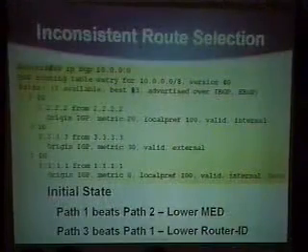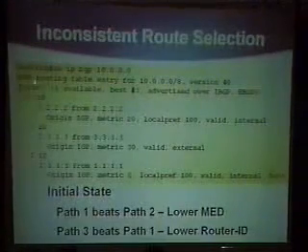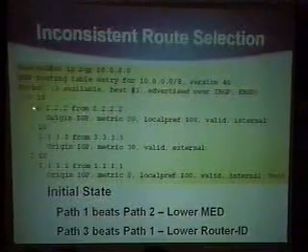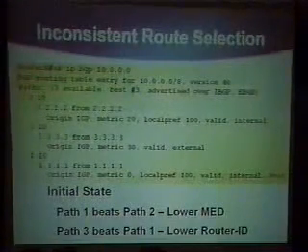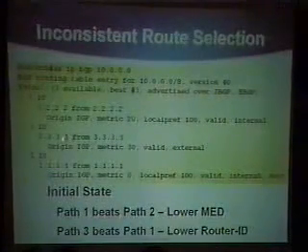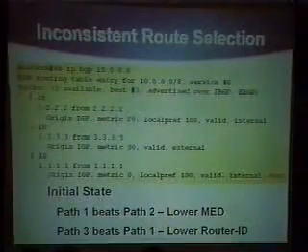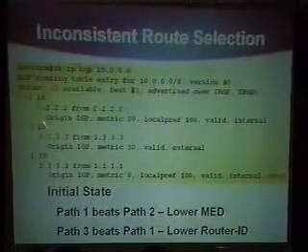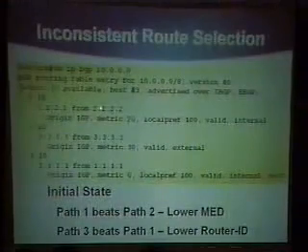Now, if we look in router A, show IP BGP for network 10, we see 3 paths. This is our initial state that we're going to start with. Path 1 will beat path 2 because this one has a lower MED. Remember, you only compare MED for paths from the same AS. So this has got a lower MED, so this one's best path here.